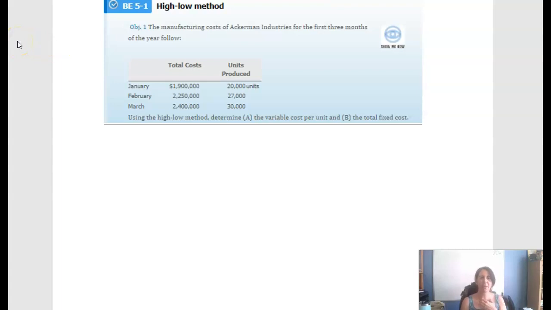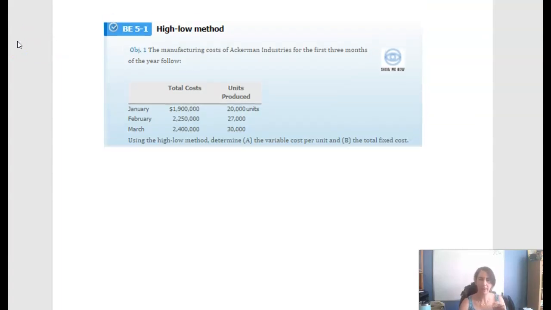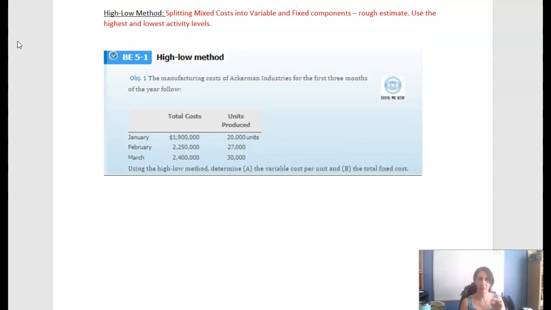If we're looking at January, February, March here, January is your low and March is your high. So right off the bat, let's just get rid of February. We don't even want to look at that because that is not part of this. It is high, it is low.